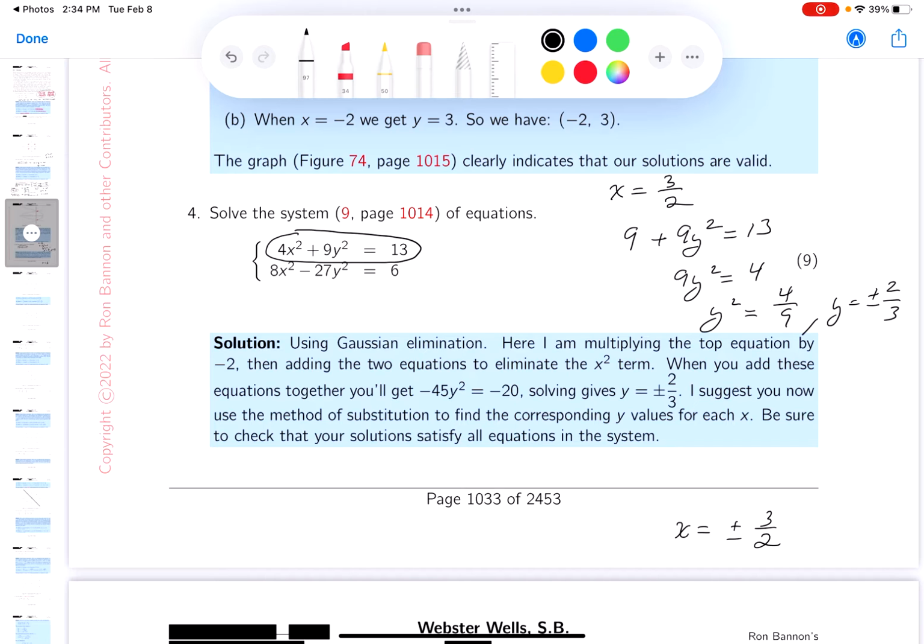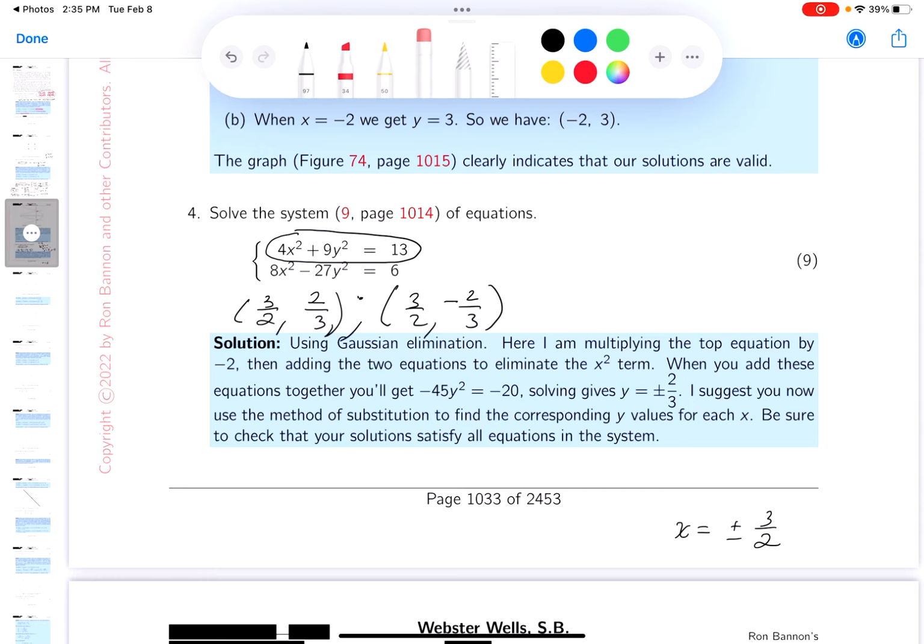So when x is 3 over 2, the y could be 2/3. The other one it could be is 3 over 2, minus 2 over 3. All right? So that's done. Now what I'm going to do is the next value, and I'll erase this over here. And by the way, it will be deja vu all over again.